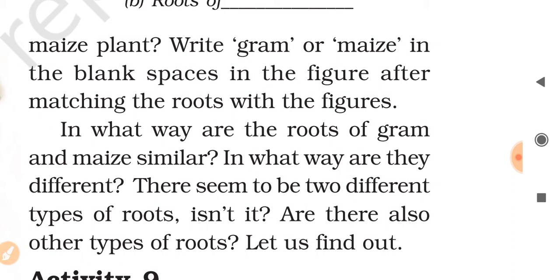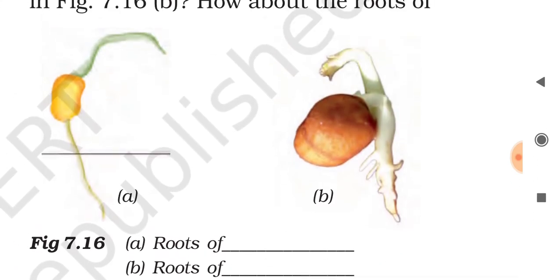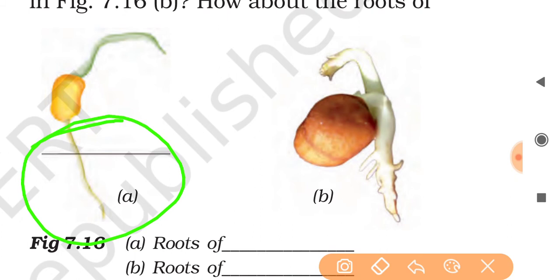In what way are the roots of gram and maize similar? In what way are they different? There seem to be two different types of root, isn't it? Are there also other types of root? Let us find out. So you can see this is the root of maize plant. This is the root of gram plant. So you can clearly see a difference between them.